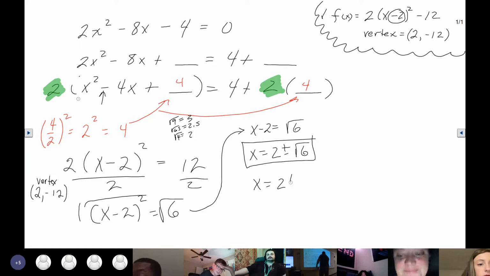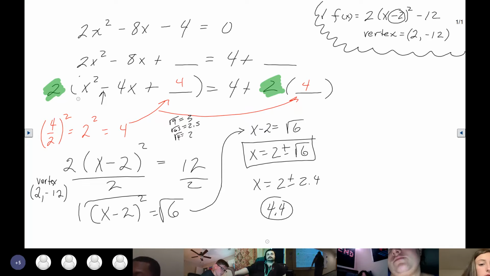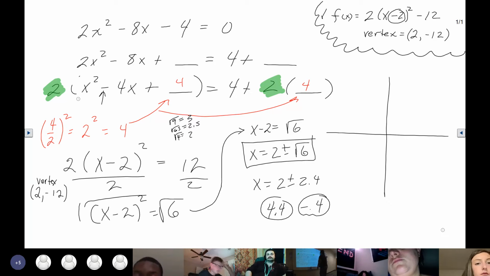X is equal to 2 plus or minus 2.4. And that's going to be 4.4. And 2 minus 2.4 is negative 0.4. So I've got an x-intercept at 4.4. And I've got an x-intercept at negative 0.4. And I've got a y-intercept of negative 4. And I've got a vertex of 2 and negative 12.